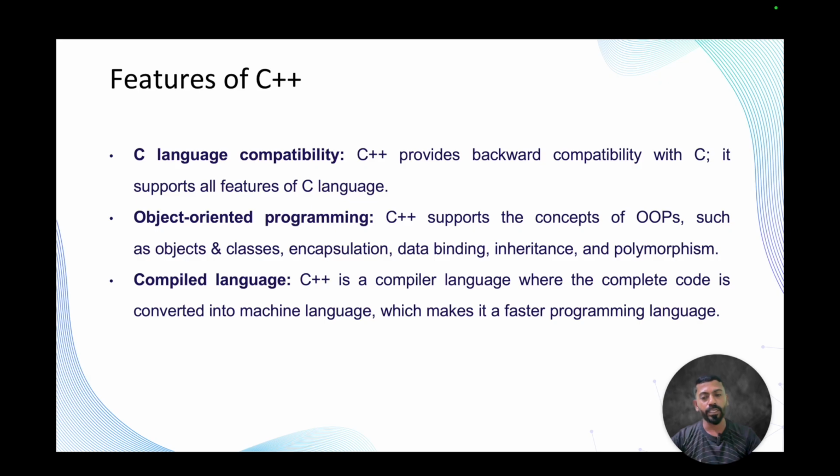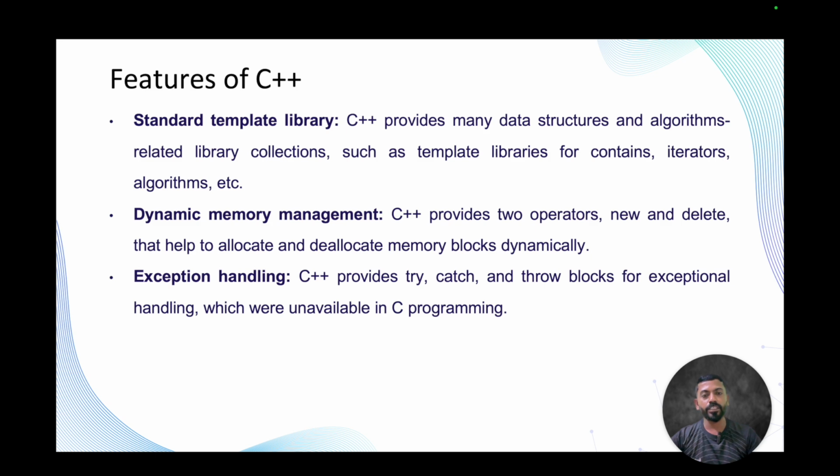Then compilation. C++ is a compiled language. The code has to be compiled, then only it will generate the machine code. The Standard Template Library is there. It provides templates to build data structures and algorithms and related collections of templates like iterators, algorithms, and containers that we can use to build standard forms. So we can use standard template libraries to execute all kinds of operations.